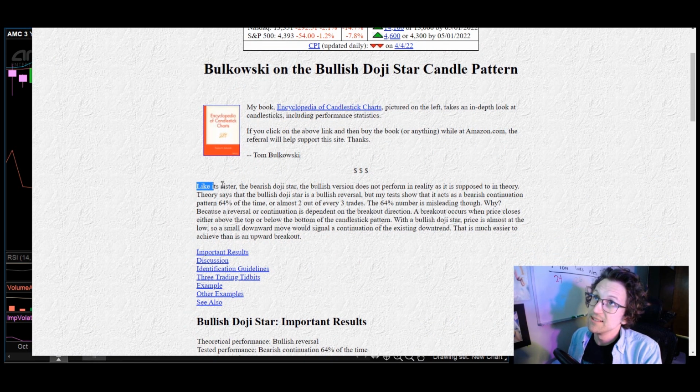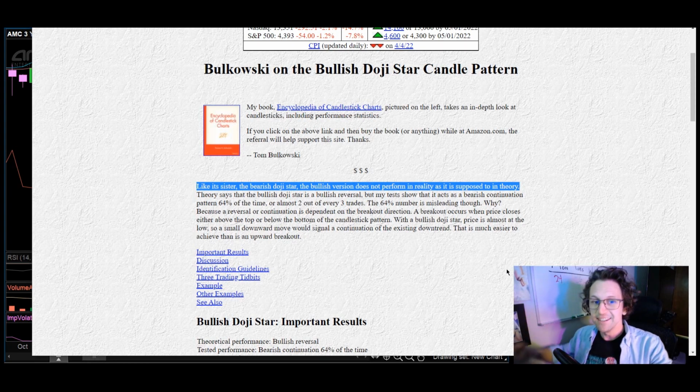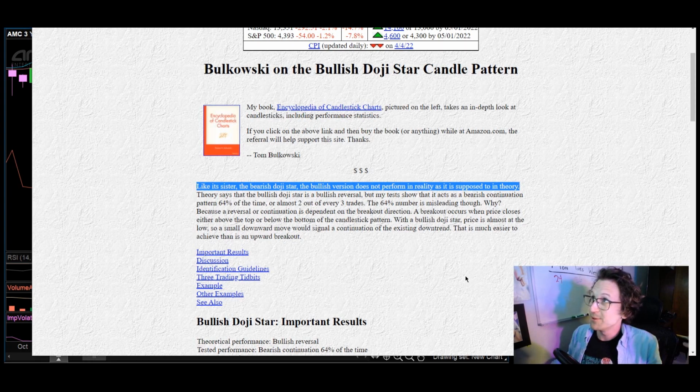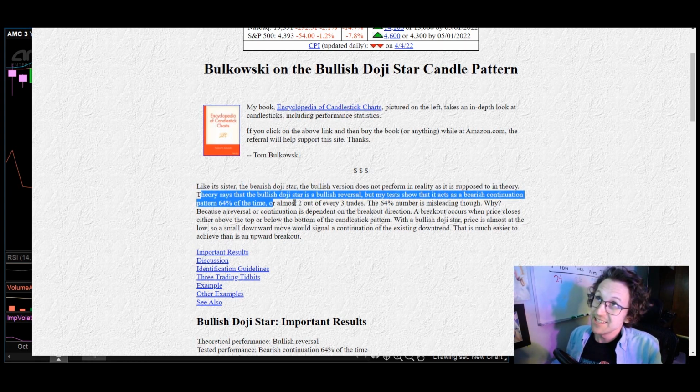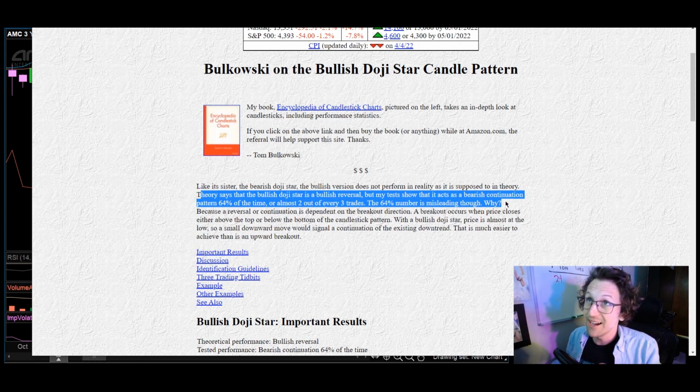Okay, he says, like its sister, the bearish Doji Star, the bullish version does not perform in reality as it's supposed to in theory. Whoa, okay, so that's super interesting. It doesn't perform like it's supposed to. So he says, the theory says that the bullish Doji Star is a bullish reversal, but my tests show that it acts as a bearish continuation pattern 64% of the time, and that's pretty good, or almost 2 out of every 3 trades. The 64% number is misleading though.